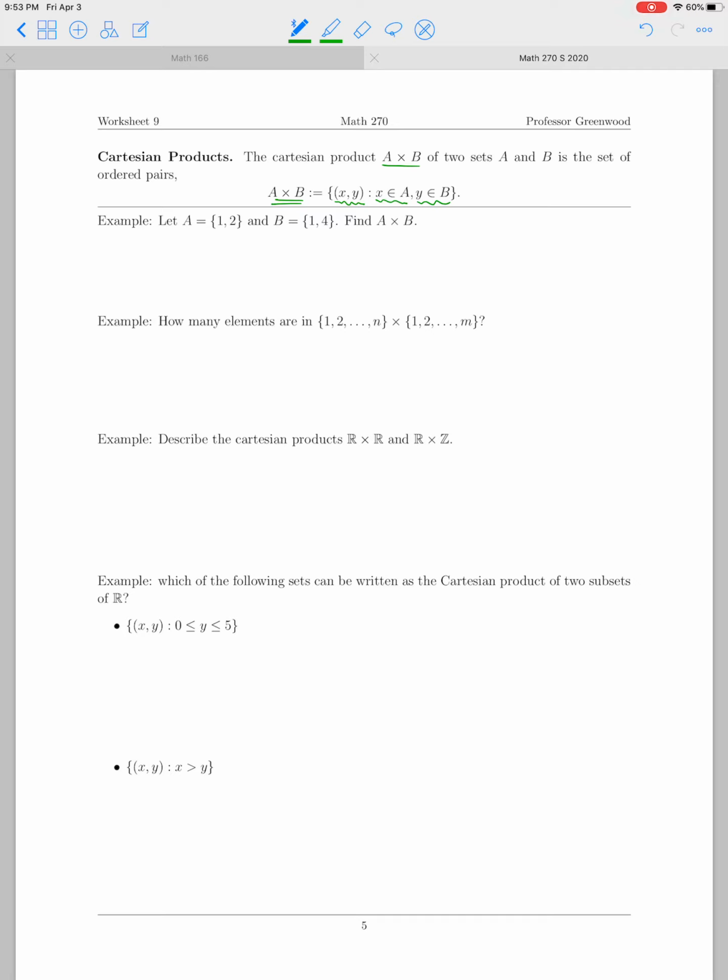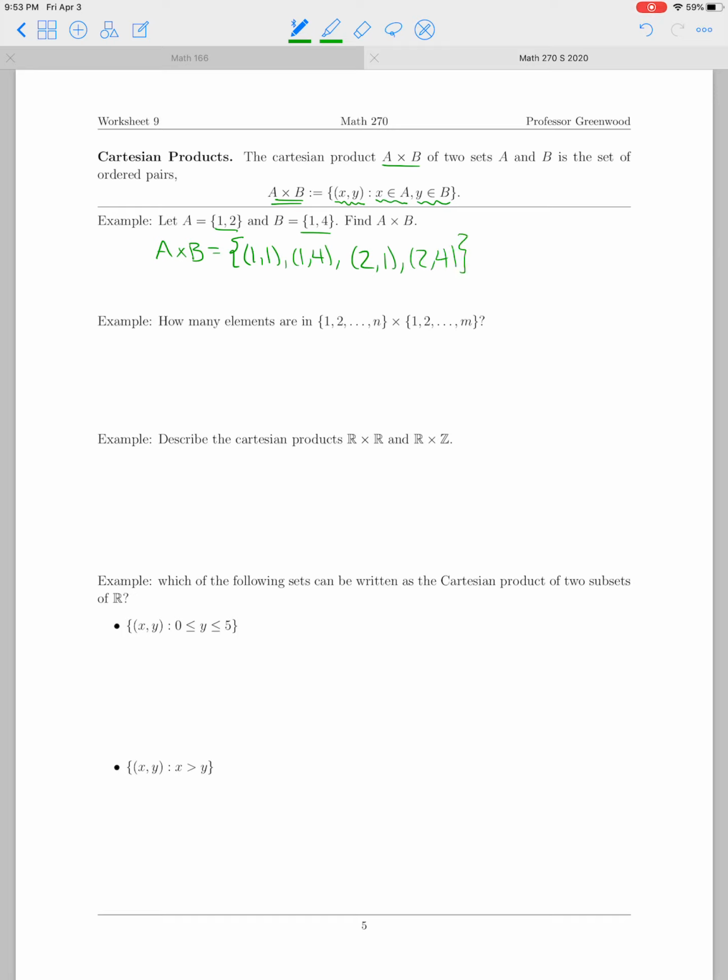So as an example, if A is equal to {1, 2}, and B is equal to {1, 4}, then the Cartesian product A times B is just going to be equal to every possible way of collecting one thing from A and one thing from B. And so that would be (1, 1), (1, 4), (2, 1), and (2, 4). And so there's 4 options total.